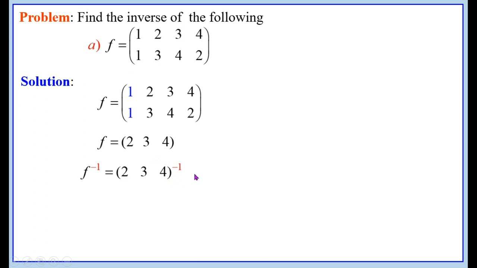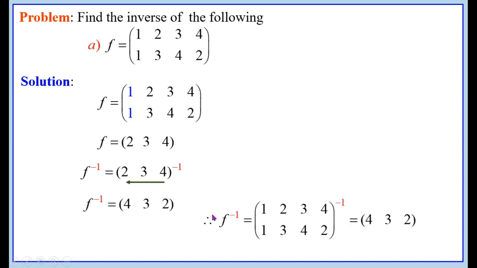We know how to write the inverse of a cycle. To write the inverse of a cycle, we have to write the elements in the reverse order without affecting their order. This has to be written as 4, 3, 2. That is, this f inverse has to be written as a cycle with elements 4, 3, 2 in that order. Thus, the inverse of f is equal to 4, 3, 2.